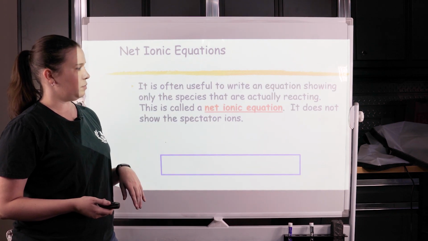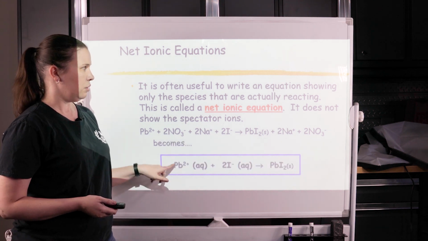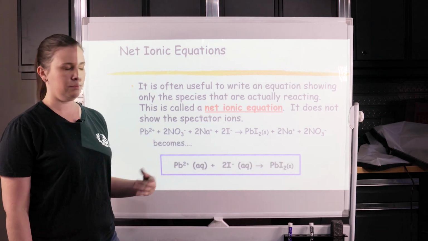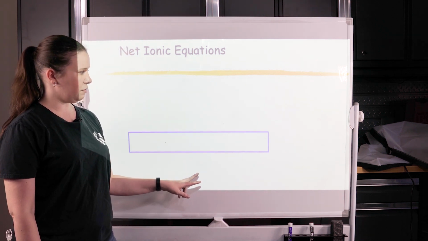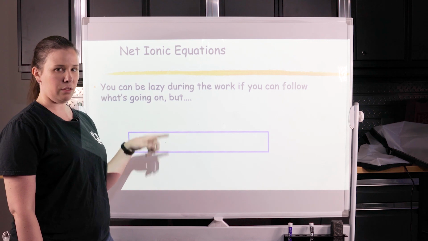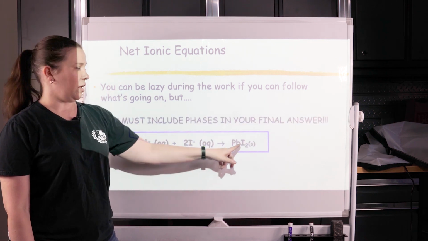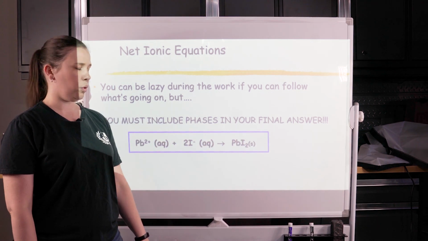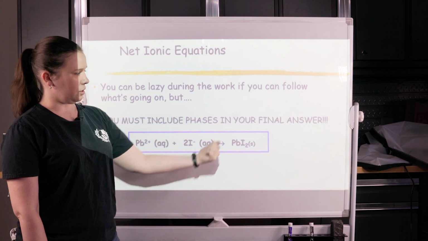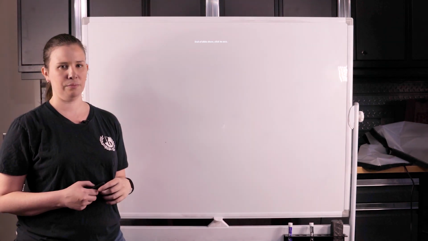So when you cancel those spectator ions out, we get that final total equation, or net equation, where the ions form the compound. You want to make sure at the very end, even though you may be lazy along the way, that you include your phases in the final answer. If everything was aqueous, everything would have canceled out. So the phases are actually really important. So we've got our aqueous ions forming our solid compound for our final net ionic equation.